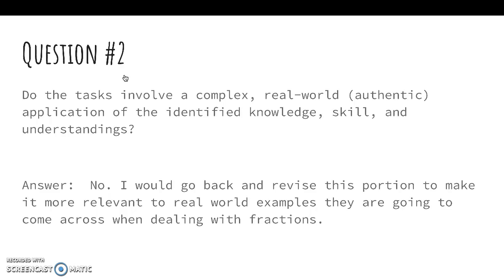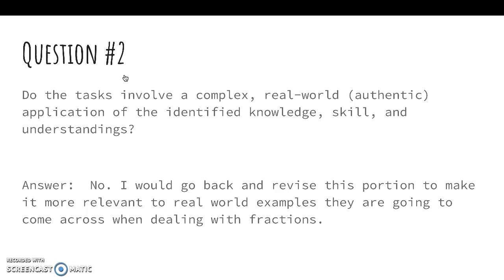Question number 2 asked, do the tasks involve a complex real-world or authentic application of the identified knowledge, skill, and understandings? With fractions, there are so many different real-world examples, and for the tasks that we did for the 2 days in this unit, I would say no, unfortunately. I did not put in real world application like I could have. I would go back and revise this portion to make it more relevant to real world examples that they are going to come across when dealing with fractions.